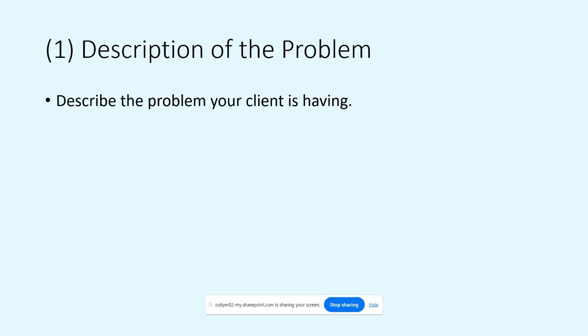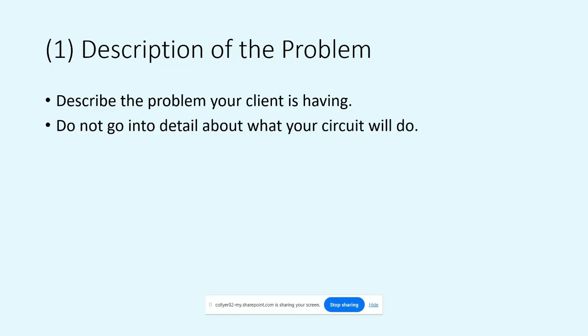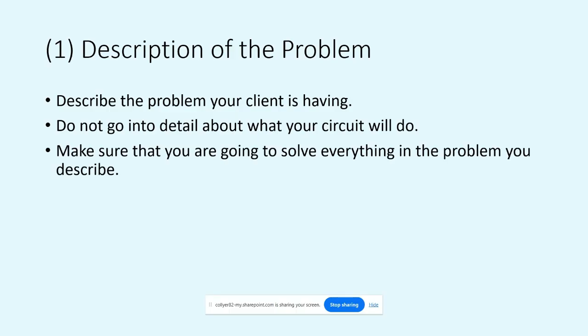So description of the problem. Describe the problem your client is having. Do not go into detail about what it will do. So the description of the problem should be what the problem is. Don't muddle up with what your circuit does. Make sure that you're going to solve everything in the problem that you describe. So you are describing the problem, but don't start describing billions of problems. Stick to one thing and solve it.